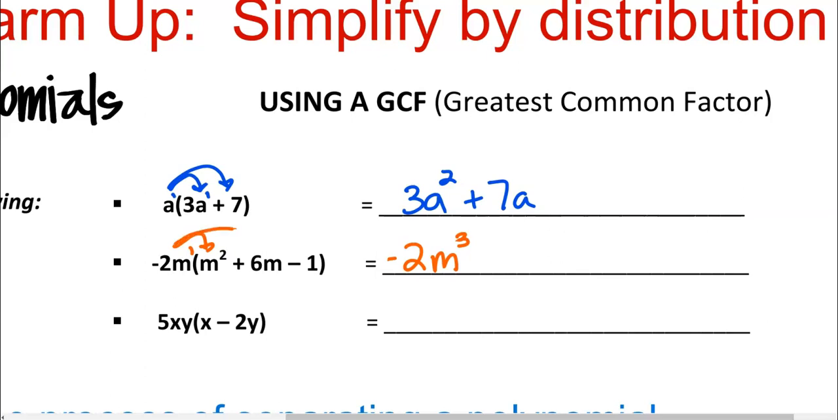Right, now we do our middle piece. Negative 2, there's a coefficient now. So what's negative 2 times 6? Negative 12. And m times m squared. And then our last little bit, negative 2 times negative 1, positive 2, and m times nothing is still just m. Okay?